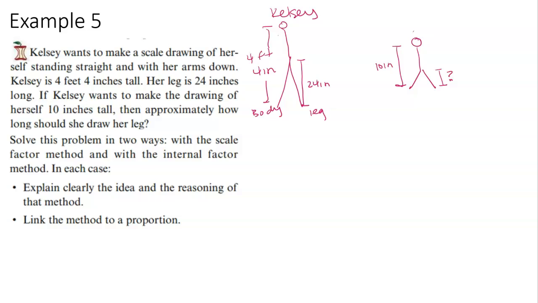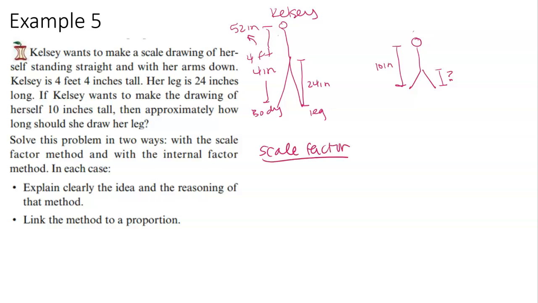It's always good to draw a picture, no matter how ugly it is. Let's get this all into inches. Here's 4 feet. 4 feet is 4 times 12 is 48 plus 4. So we're looking at 52 inches, just so we're all in inches. All right, and they want us to use the scale factor and the internal. So let's start with scale factor.